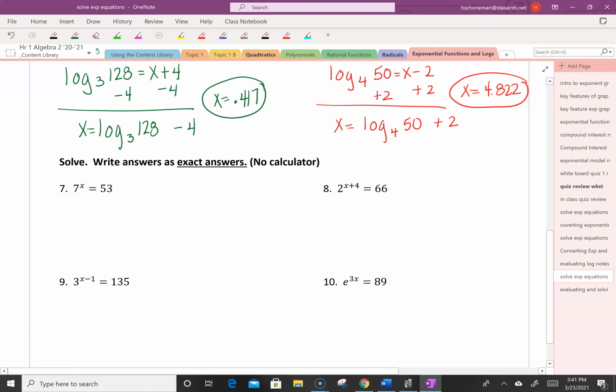Okay, so if we're writing these as an exact answer, for the first one, to solve, we would just say x equals, if we kept consistent with what we're doing, log base 7 of 53 equals x. The next step is to put it in the calculator, so we stop. This is the exact answer. Let's try this again on number 8.